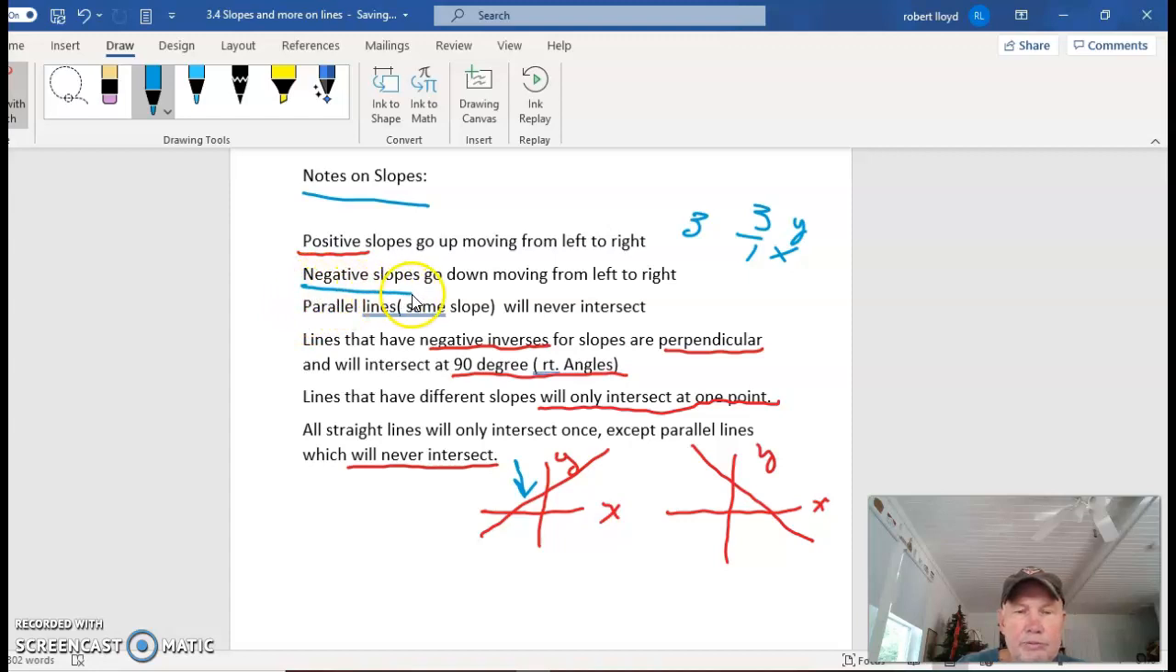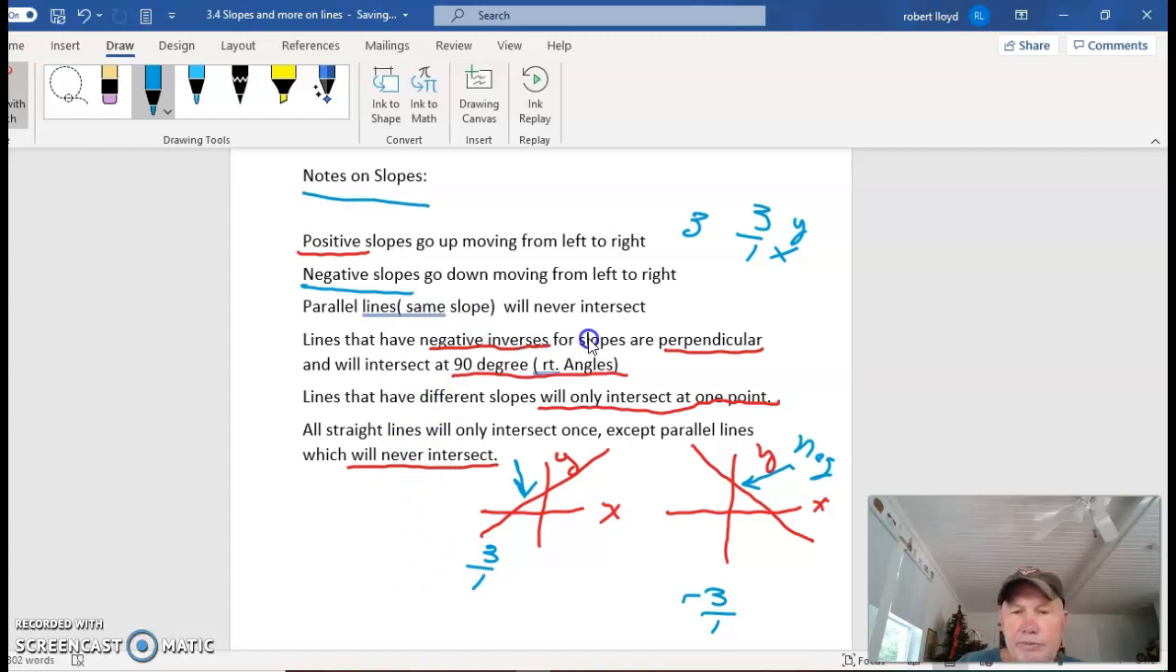Negative slopes go down, moving from left to right. So this is what a negative slope looks like. And that would be like a negative 3 over 1. This would be our positive 3 over 1.